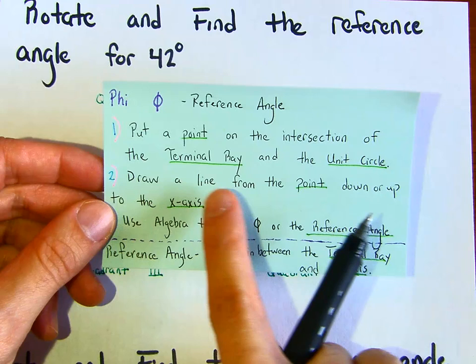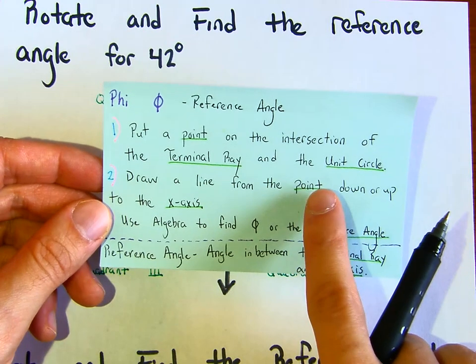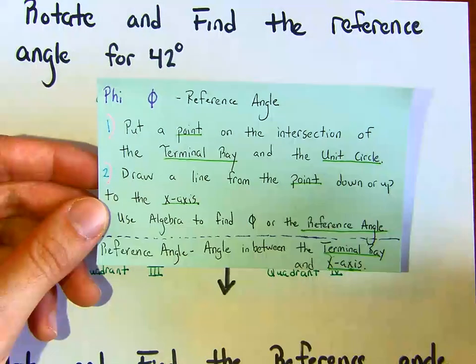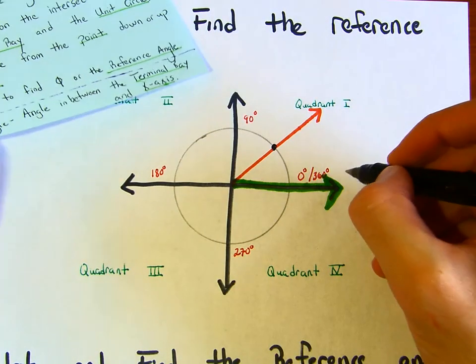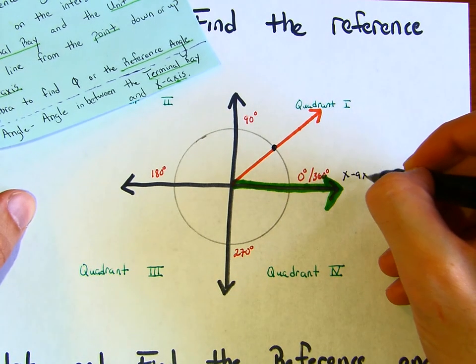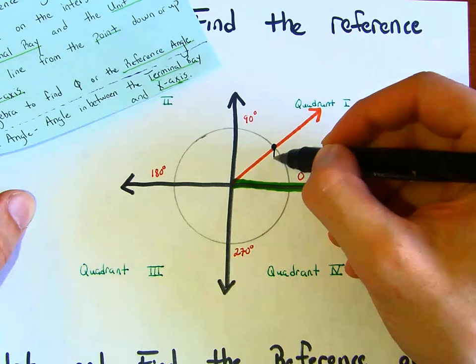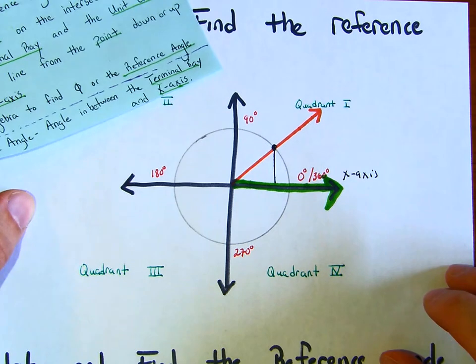It says draw a line from the point down or up to the x-axis. So here, where is the x-axis? It's over here. All we're going to do is draw a line from the point to the x-axis, okay?